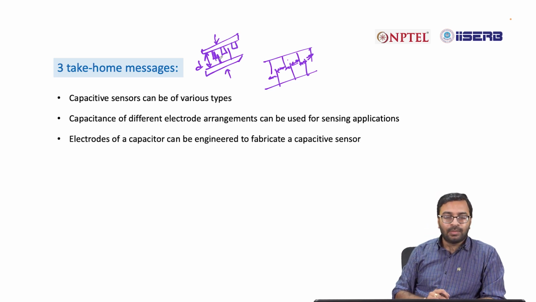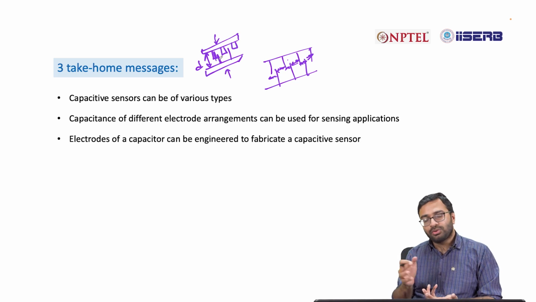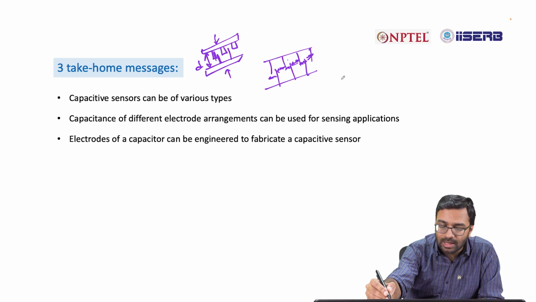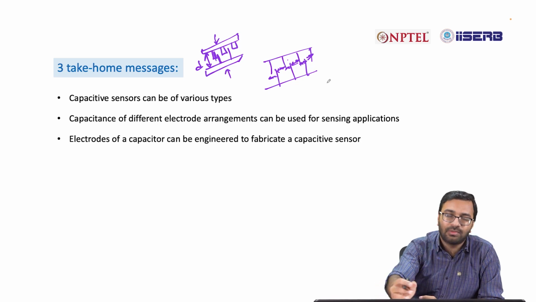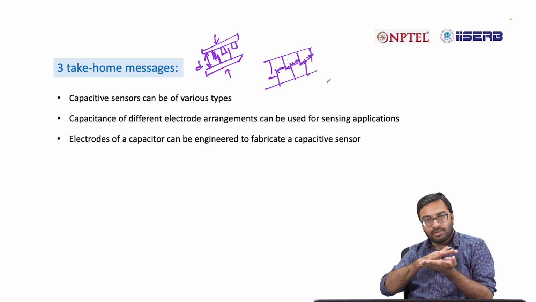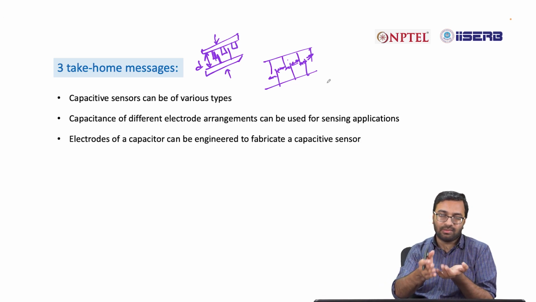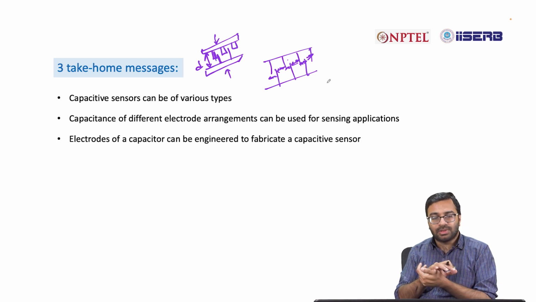And thirdly, electrodes of a capacitor can be engineered to fabricate a capacitive sensor. So you can also engineer the electrodes and then fabricate a capacitive sensor. For example, if you make it a movable electrode, then this will act as a kind of force sensor, as we have also explained in the previous slide. So these are the different types of sensors that one can make.